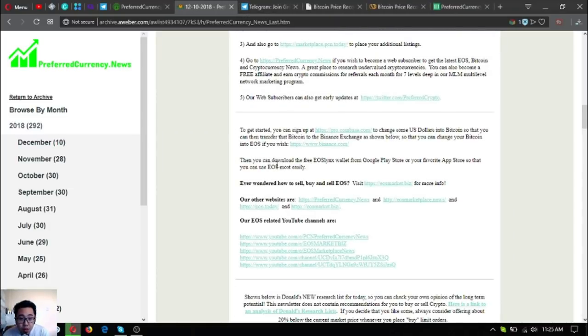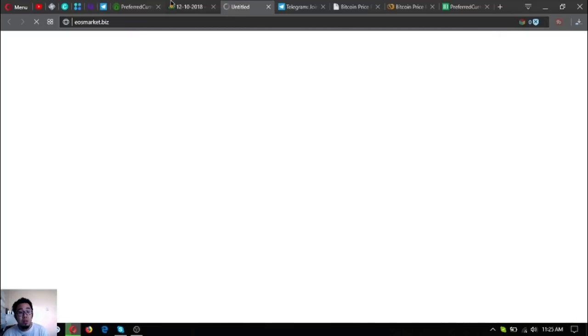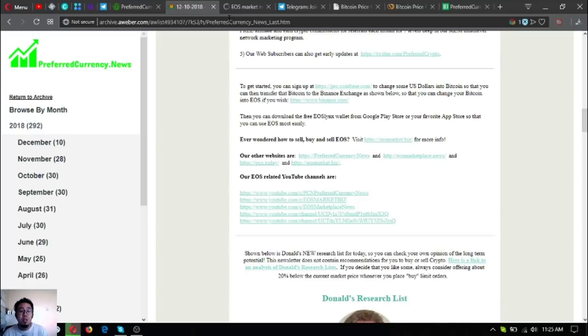So also here is information that there's a downloadable EOS wallet in Google Play Store and in your favorite app store, so you can use EOS most easily. To set it up, it's just 99 cents, so it's not totally free, but it's just 99 cents. Also visit eosmarket.biz, a website where you can find different links on how you can spend and earn EOS easily.